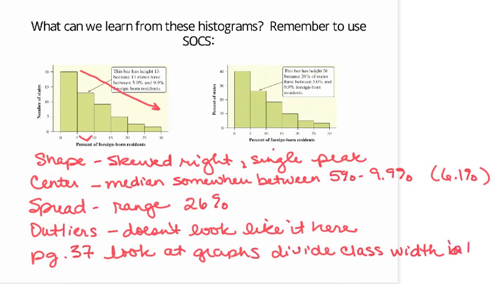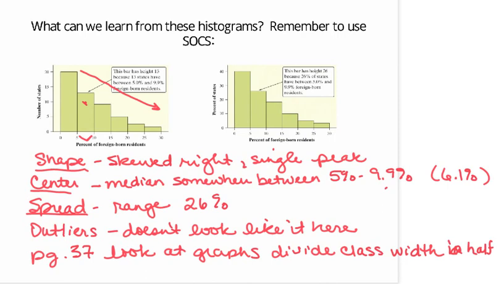So here we go. The shape is skewed to the right. It has a single peak, and you can see it's skewed to the right because it goes from left to right, and the tail's longer on the right. We know that the center has a median somewhere between 5% and 9.9% because we know there's 50 possibles and 20 of them are used right off the top. So we know it's going to fall somewhere in there. The spread, the only thing I've really given you to work with is the range, and the range is 26%.